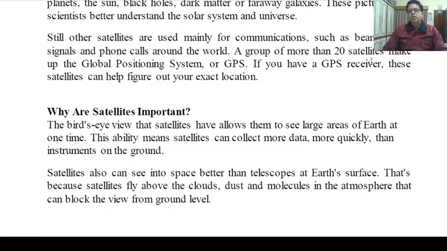A group of more than 20 satellites make up the Global Positioning System. You all know the word GPS, that is Global Positioning System. If you have a GPS receiver, these satellites can help figure out your exact location. Most students know about this through their mobile.